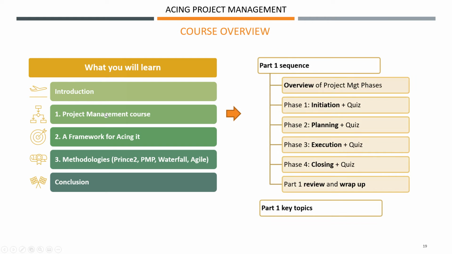Part 1 is the course of project management. The structure is very simple. Project management is divided into phases. So during this course, we will just go through the phases more or less. We'll have an overview beforehand, and after we review the 4 phases, which are initiation, planning, execution, and closing. And after we'll do a review and a wrap-up.